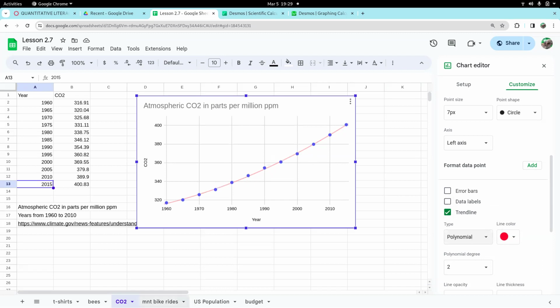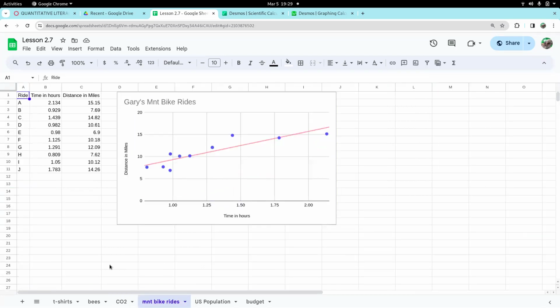Another example, I like to mountain bike. So here I have a little app on my phone that records my mountain bike rides. And I have the time here and the distance I traveled for each ride. And I ride between like a half an hour and like 3 hours, depending on how much time I have. And then, I go as far as I can.